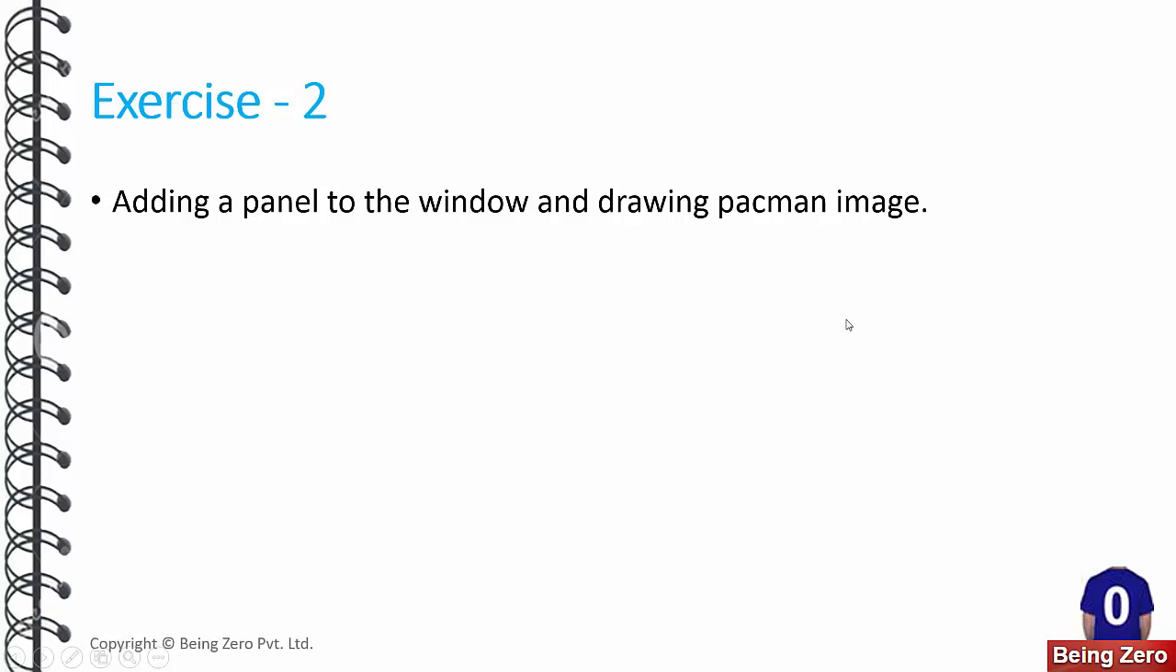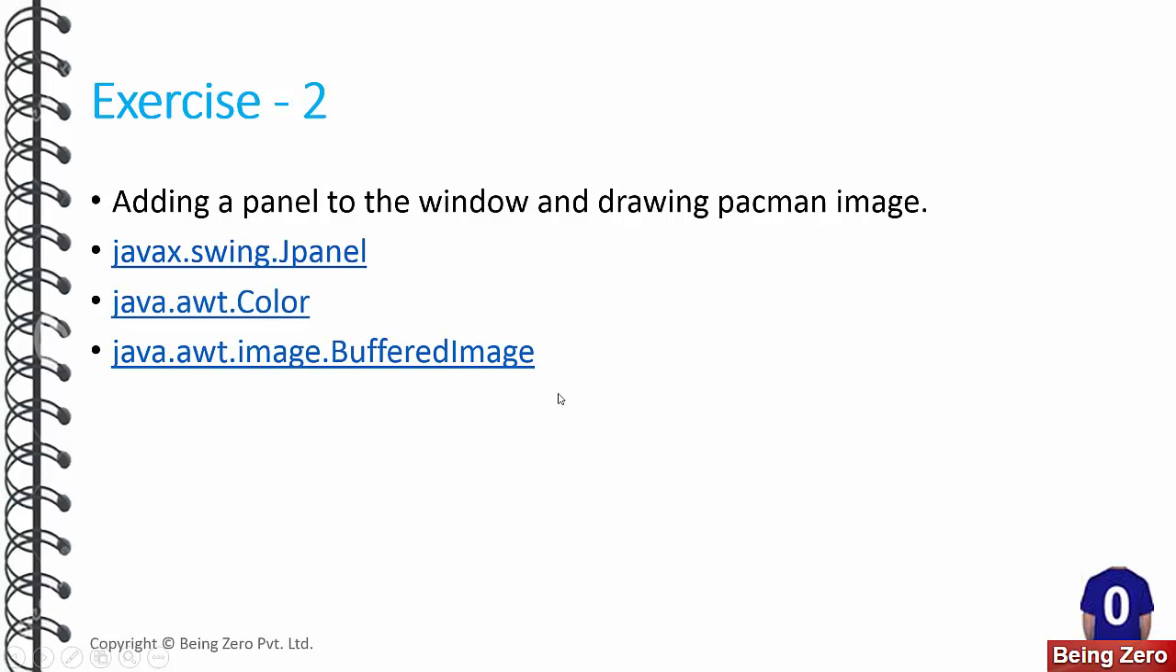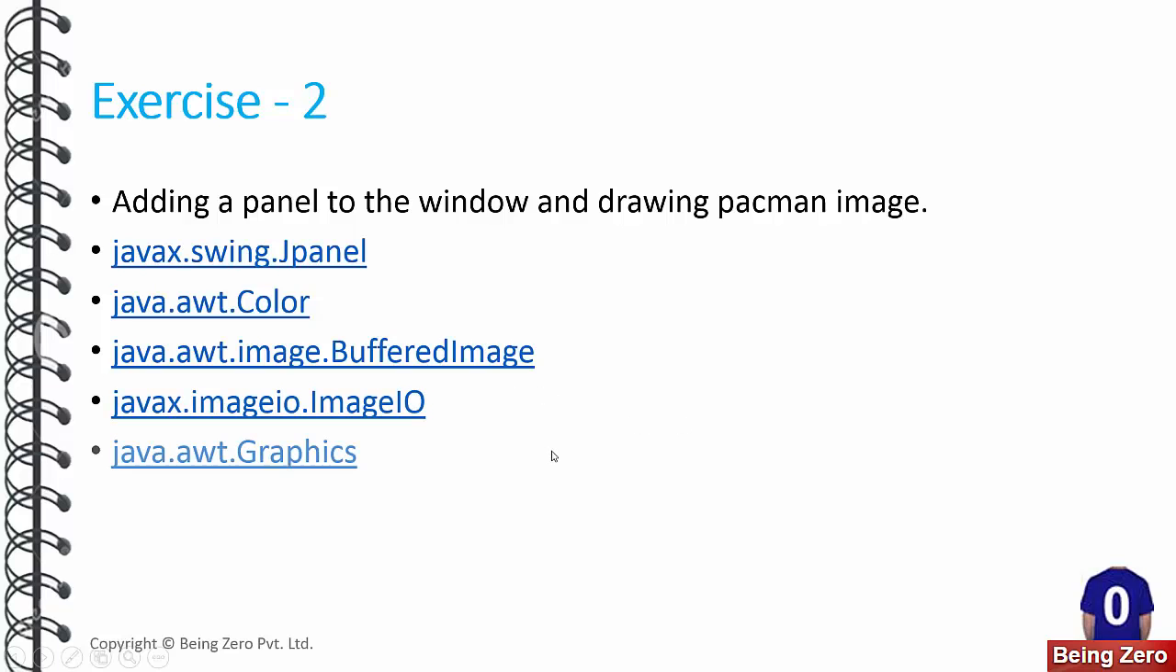So with this we have achieved what we wanted to in the second exercise. Basically we have added a panel and we have drawn a Pacman image, and during this we have used a panel and we have used a color. Along with that we have used the BufferedImage class. For buffered image loading we also needed the ImageIO and File classes. So that's all we have added. And after that we have used the Graphics class to draw the image on the panel surface.